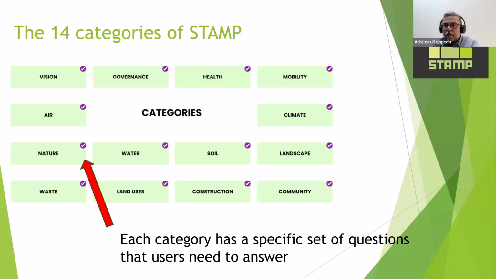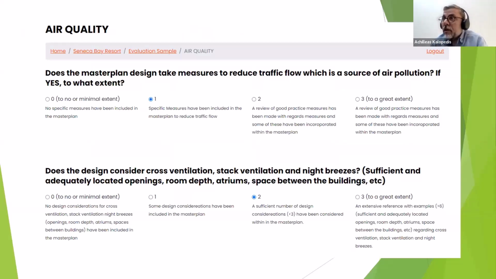This is a screen that you'll get after clicking on the link and registering. You click on each of the 14 categories and you answer a set of questions. And depending on your answer, you'll get a sustainability chart output. So this is an example, for instance, for air quality. So this is one or two questions.